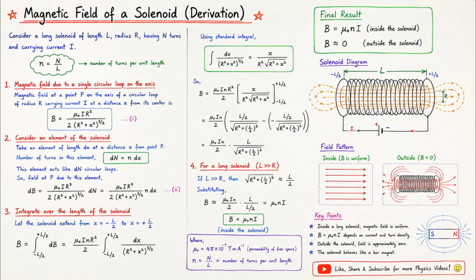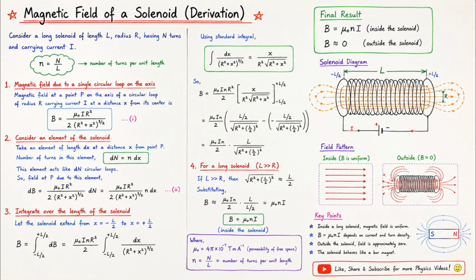Step 2. Consider a small element of the solenoid. Take a thin section of thickness dx. Since there are n turns per unit length, dn equals n dx. This small section behaves like dn circular loops. Therefore, the field due to this element is dB equals μ0 I R² dn over 2(R² plus x²)^(3/2). Substituting dn equals n dx, dB equals μ0 n I R² dx over 2(R² plus x²)^(3/2).